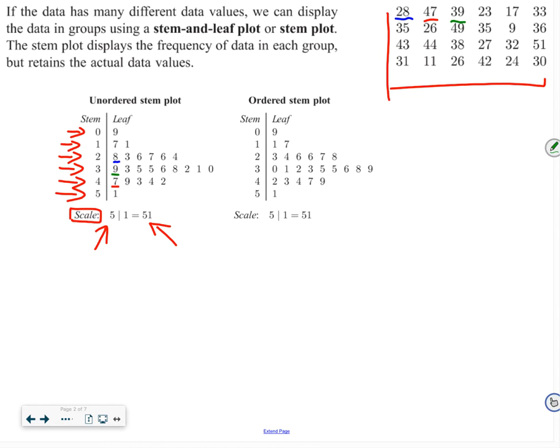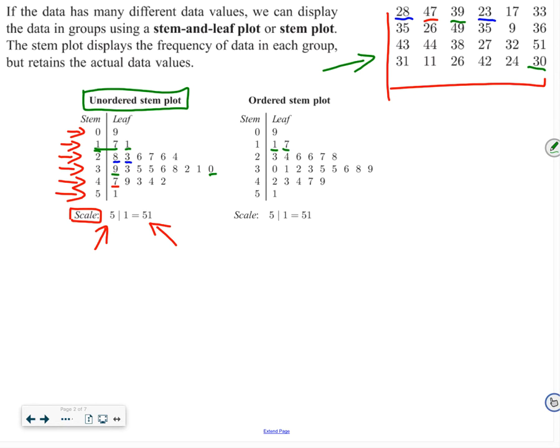A 23 is going to be represented there, and so forth and so on, and we can get to the final one, which would be 30. So in the 30 column, that one ends up being there. This is an unordered stem plot, because we just put the numbers in the order they appeared. You have 17 represented here, and then you have 11 represented there. It's not in order.